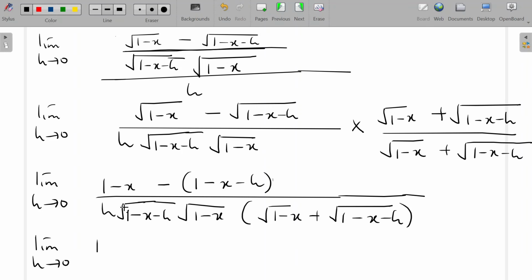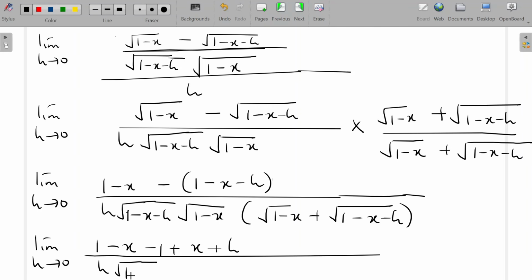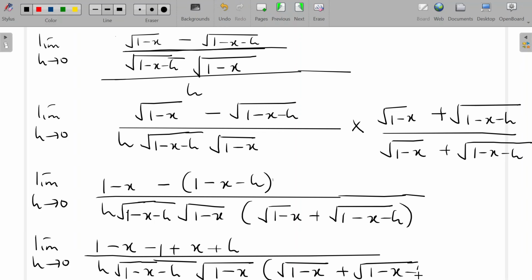So I'm going to say limit as h approaches 0. Here I'm going to have 1 minus x, then minus 1. Then this one is going to be plus x plus h. Over here at the bottom, I'm going to have h, the same one. So I'll just write it the same way it is, to avoid spending much time simplifying this. Here I have the square root of 1 minus x plus the square root of 1 minus x minus h.